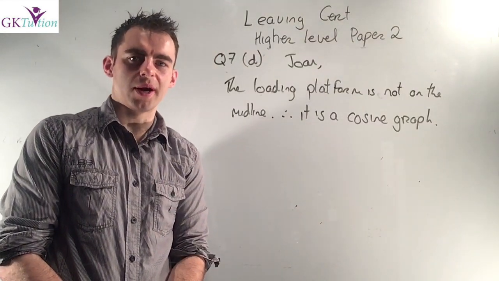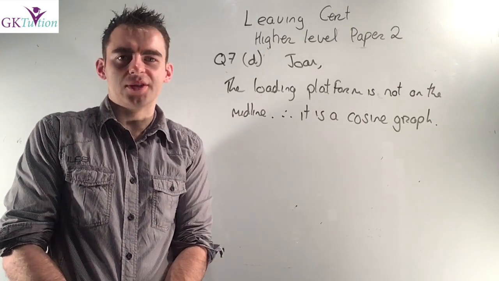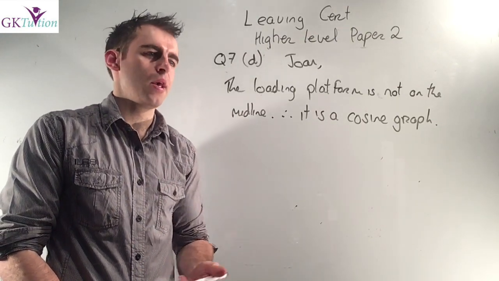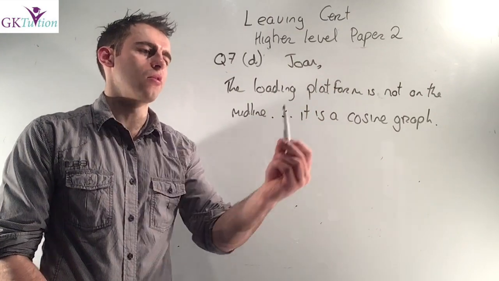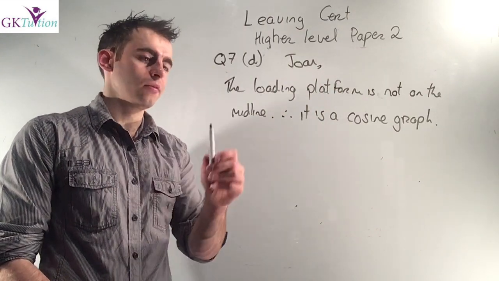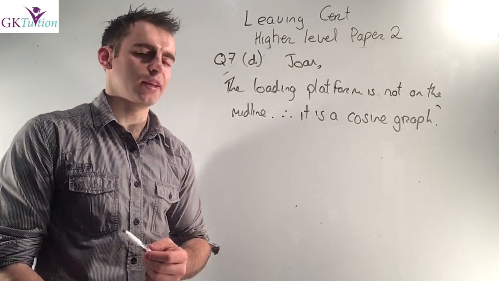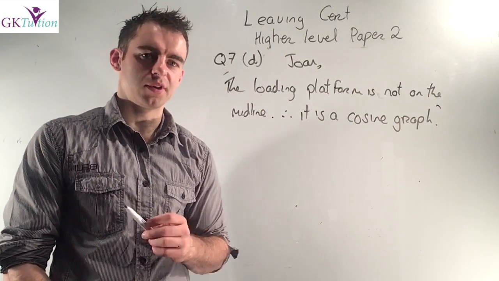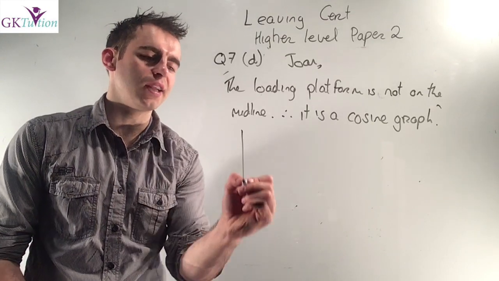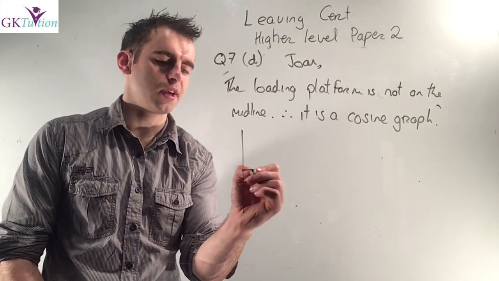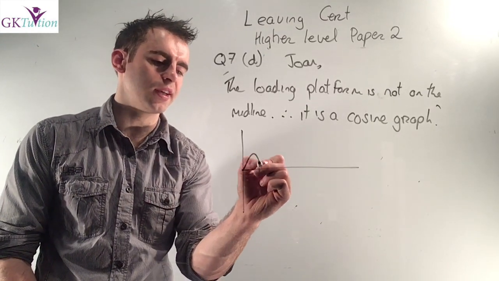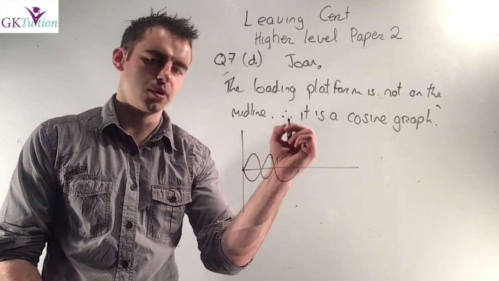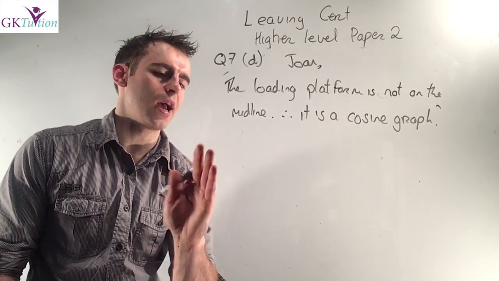Okay, for question 7 part D then, we have to figure out, is it a sine graph or is it a cosine graph? Joan said it's a cosine graph, so you should agree with Joan. And I've just taken this directly from the marking scheme. That's what it says there. The loading platform is not on the midline, so therefore it's a cosine graph. Basically, any reference to the midline there will get you your marks. If it was a sine graph, it would be starting at the midline and going like that or going like that. Clearly, that's not what's happening here.